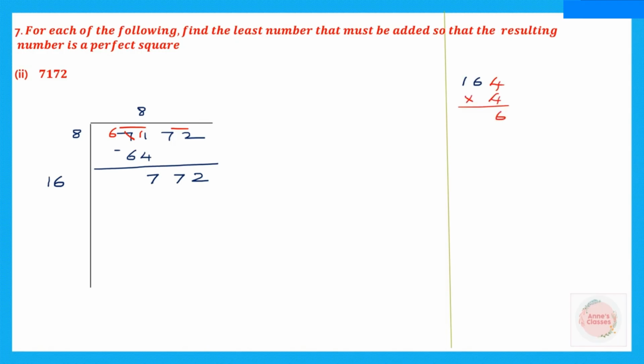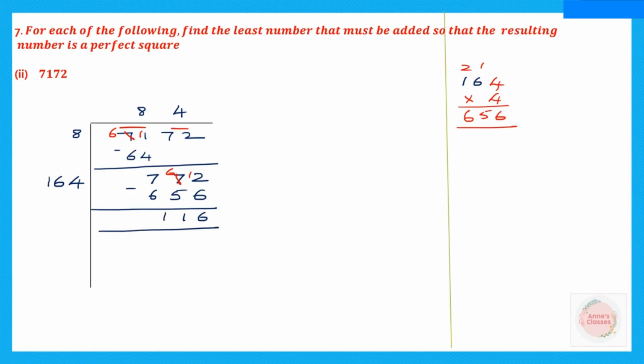4 4s are 16, carry 1. 4 6s are 24 plus 1, 25. Carry 2. 4 1s are 4, 5, 6, 656. We can write that number. So next to 16, we're going to write 4. So it becomes 164 into 4, that is 656. Now subtract. Let's see what we get as the remainder. 12 minus 6 is 6. 6 minus 5 is 1, and 7 minus 6 is 1.